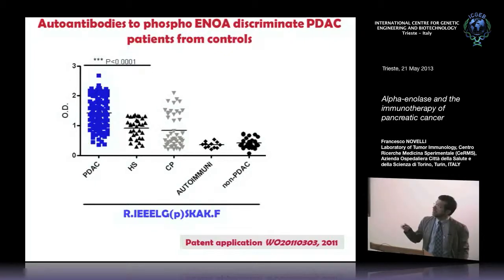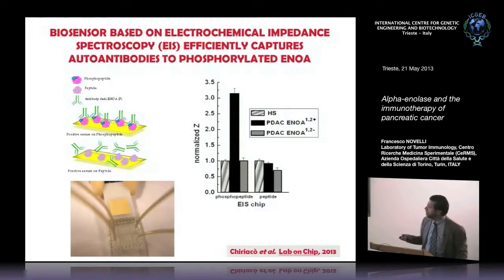And as you can see in the ELISA, the sera from pancreatic cancer patients recognize significantly better, containing autoantibody against this peptide compared to the other control groups. So the possibility to capture autoantibody against phosphorylated enolase can be a diagnostic tool to discriminate pancreatic cancer from control.